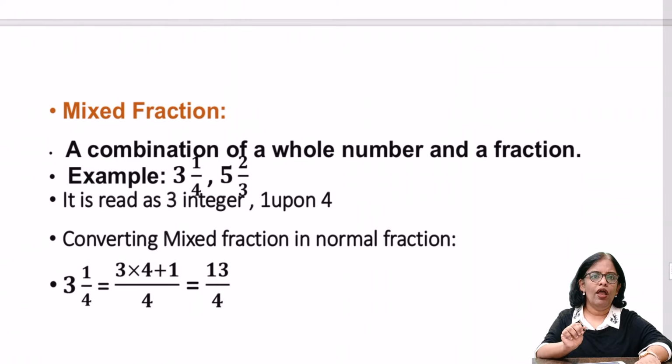So first of all, I have to convert it into an improper fraction. How can I convert it? See, I have to do 3 multiplied by 4, that is your denominator. So the whole number is multiplied by your denominator and you have to add the numerator to it. So it will be like this: 3 fours are 12, 12 plus 1 is 13, and your denominator will be as it is, that is 13 upon 4. This is the converted form of the mixed fraction.